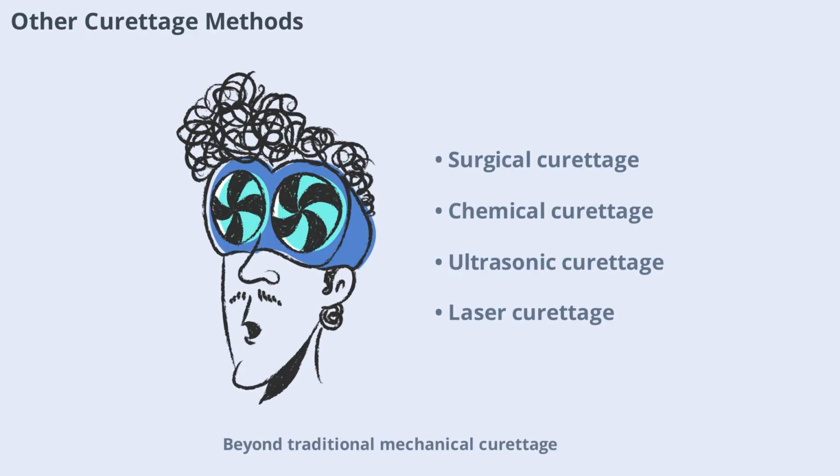Beyond traditional mechanical curettage, other methods include surgical, chemical, ultrasonic, and laser curettage. Surgical curettage involves direct removal of tissue with instruments, while chemical curettage uses caustic agents to destroy diseased tissue. Ultrasonic curettage employs vibrations to disrupt tissue, and laser curettage utilizes focused light energy for precise removal and improved healing. Each method has its own indications and advantages depending on the clinical scenario.